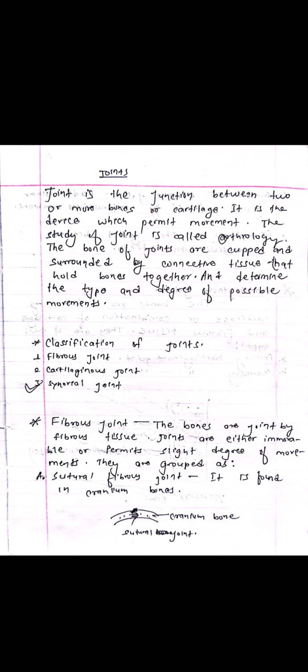Fibrous joint: the bones are joined by fibrous tissue. Joints are either immovable or permit a slight degree of movement. They are grouped as sutural fibrous joint, found in cranium bones. Syndesmosis fibrous joint, the radioulnar joint formed by interosseous membrane. Gomphosis, the joint between mandible and teeth.